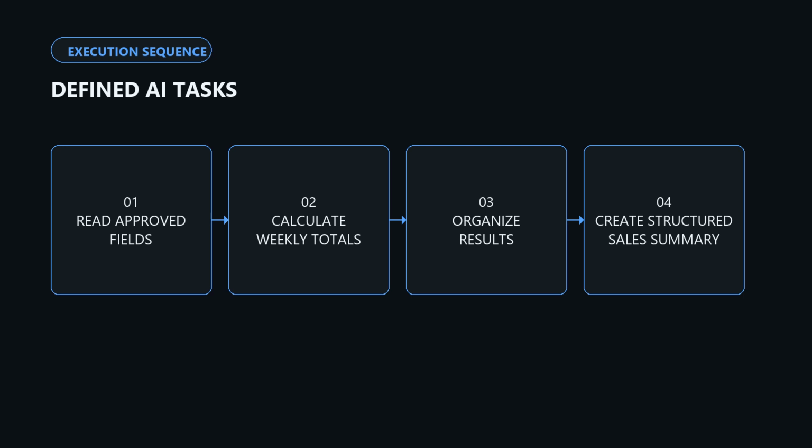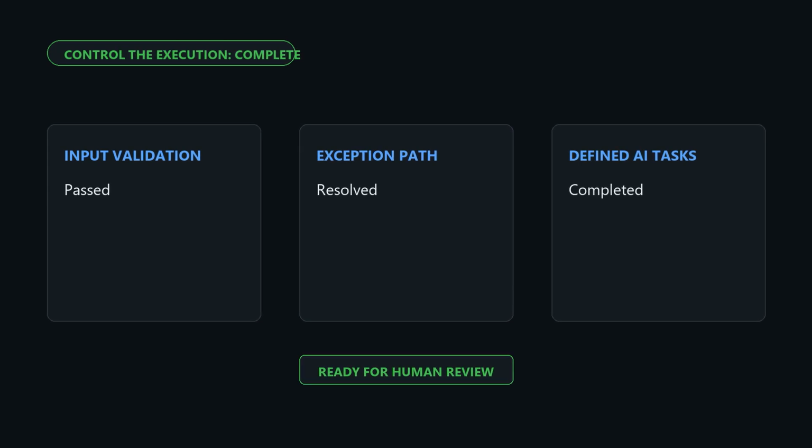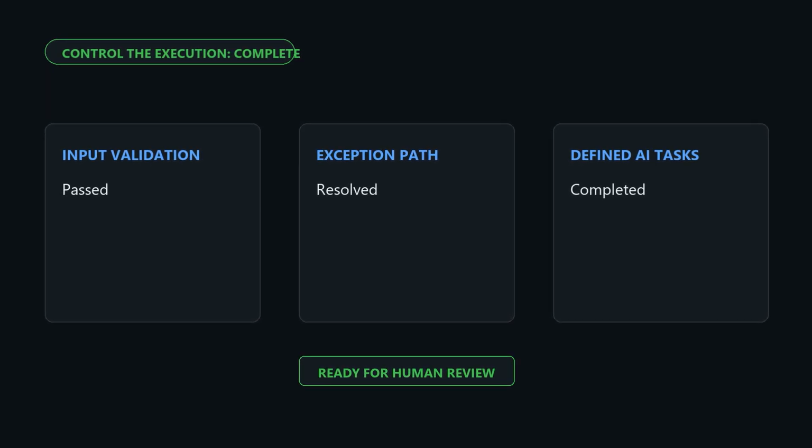Read the approved fields, calculate the weekly totals, organize the results, and create a structured sales summary. That is controlled execution. The task runs only when the input is complete, the exception is resolved, and the result is ready for human review. Execution may be complete, but the workflow is not finished.